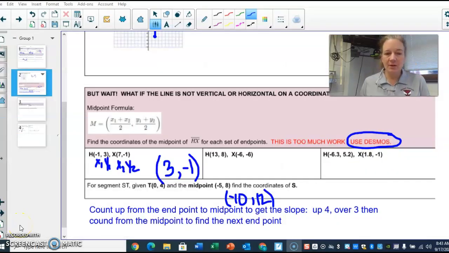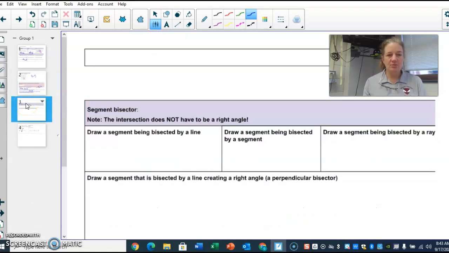All right, so now this is what you're going to put down. We found the answer, and I gave you the directions on how to do it, right, on your notes. So I want you to write this down on your notes because you count up and over, okay? So now, what I want you guys to do is draw these on your notes. You're going to draw a segment, so a line segment, being bisected by a line, okay? And we're going to check it.